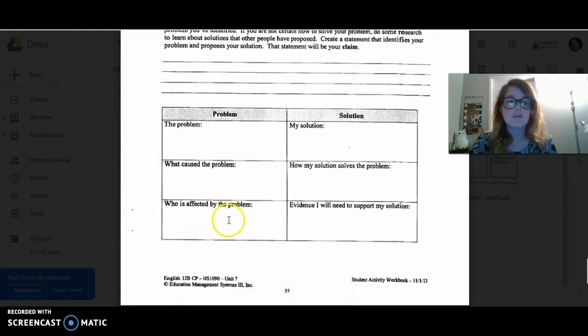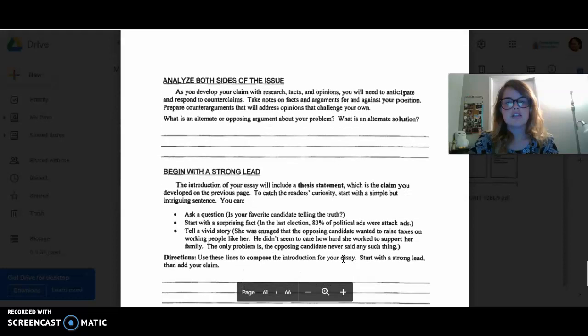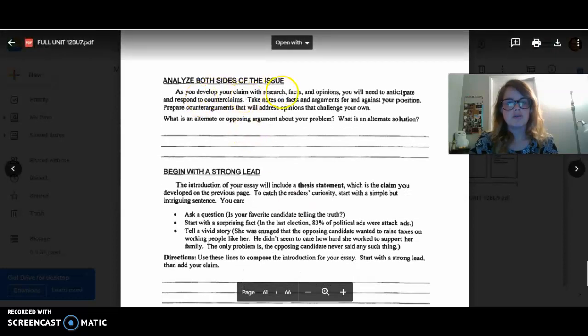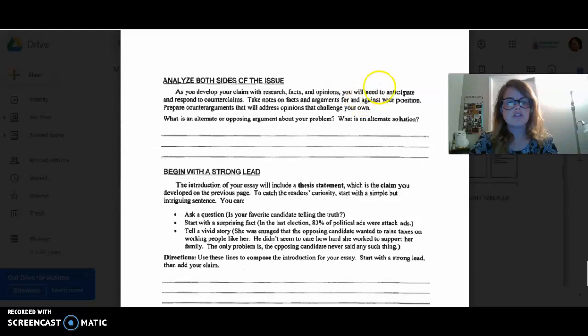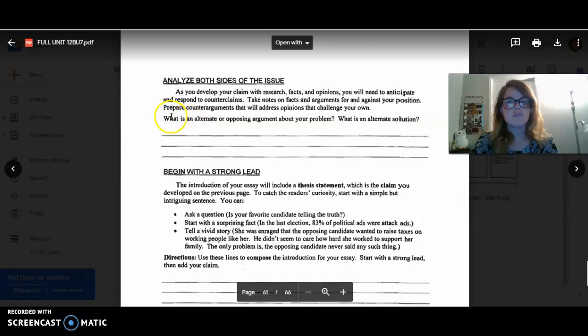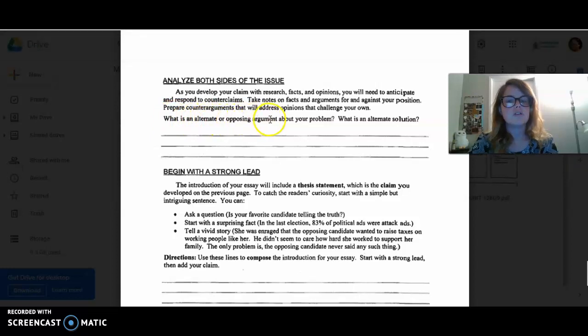So who's affected by the problem? All of America is affected by the problem because we're missing out on hearing these policies that could actually affect us. Evidence that I'm going to need in order to support my solution. I'm going to see if there's already penalties that are happening to them and what that will look like. So analyze both sides of the issue as you develop your claim with research, facts, opinions. I'm going to need to anticipate and respond to counterclaims. Take notes. Okay, so what is an alternative or opposing argument about your problem? What's an alternative solution?